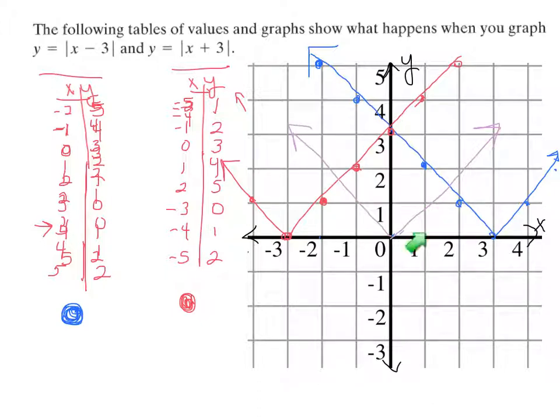So what is the relationship from the blue one, which is our first one, to your parent function? Notice that it's gone to the right. So this one has gone to the right 3 units. But your red one has gone to the left 3 units, 1, 2, 3, from your parent function. So it's backwards. If you have a minus 3, that actually means you're going to the right 3 spaces. If you have a plus 3, you're actually going to go left 3 spaces. So if it is inside the absolute value, it's the opposite. But you're going to go either right or left.